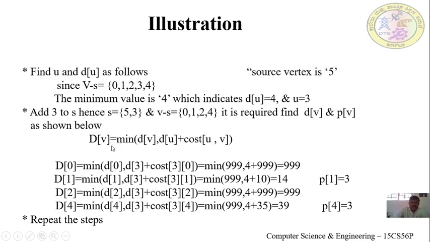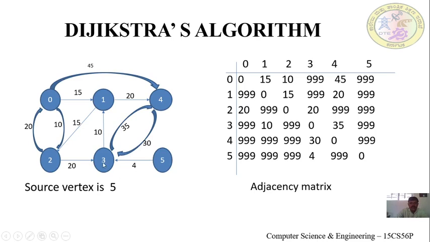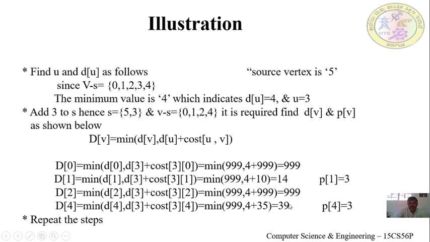So this is the formula: minimum of distance of V or distance of u plus cost of u to v. If there is a directed edge, that is the distance; otherwise, via another vertex, that distance plus the other vertex to the destination vertex. Similarly, find the distance of 0. We know the distance of 3 is 4. For distance of 0, we don't have a direct edge from 5 to 0. 5 to 0 is infinity. So similarly 4 plus infinity, infinity comma 4 plus infinity, it will return infinity only.